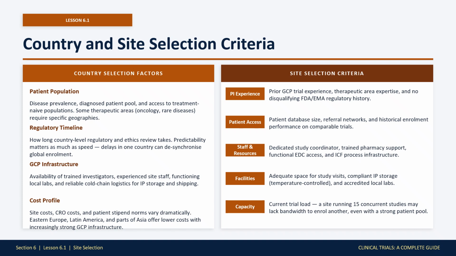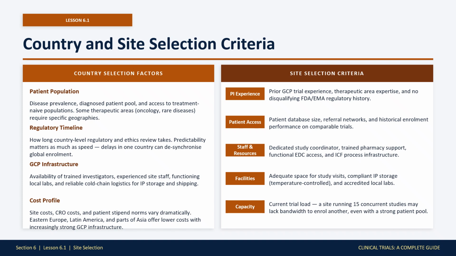Once countries are selected, individual sites are assessed against 5 criteria: the PI's experience and regulatory history, the size and quality of the patient database relative to eligibility criteria, staff resources, including a dedicated study coordinator, facilities, including IP storage and lab accreditation, and current trial load. A site running 15 concurrent studies may simply lack the bandwidth to enroll another, regardless of how strong their patient pool is.